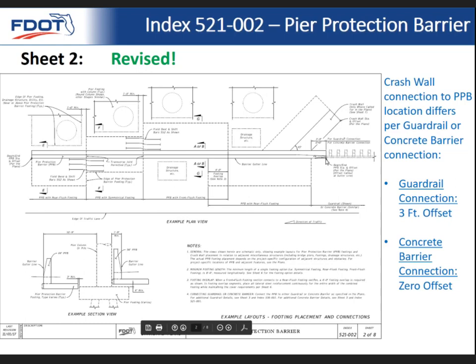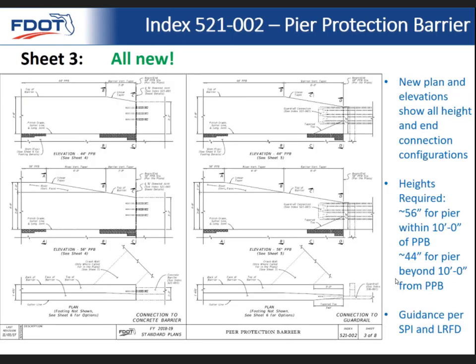Then the crash wall would start at the end of the pier protection barrier, 0 offset. If you're connecting to guardrail, you're going to need to set that crash wall 3 feet back, as is shown, in order for the through bolts to work properly. So you need to provide space for that. So that's a difference in geometry you need to be aware of.